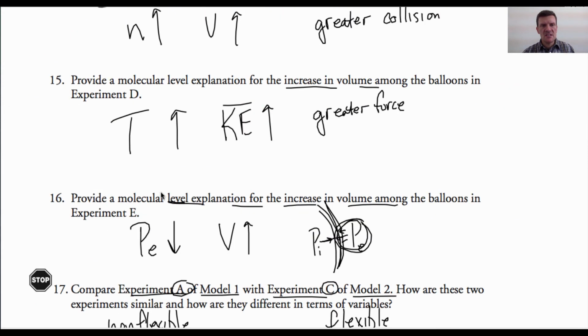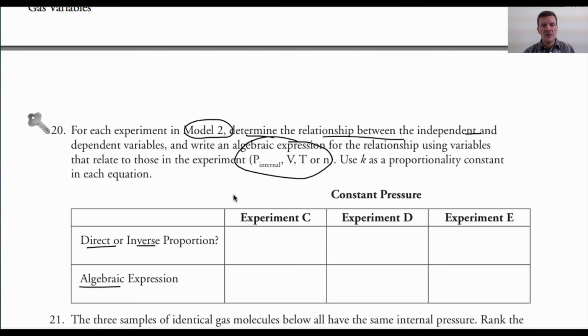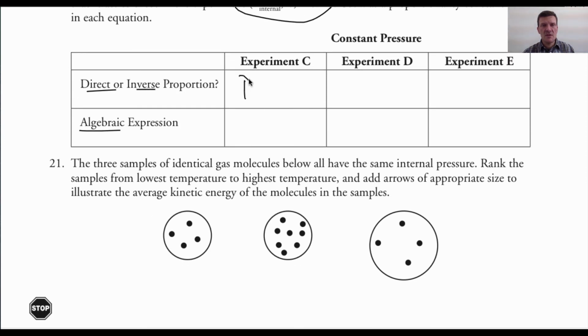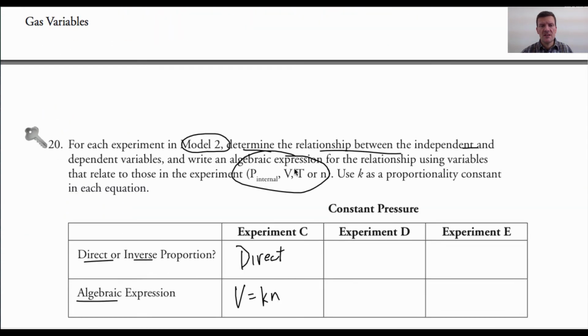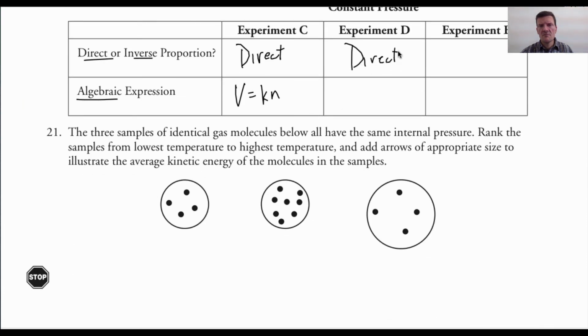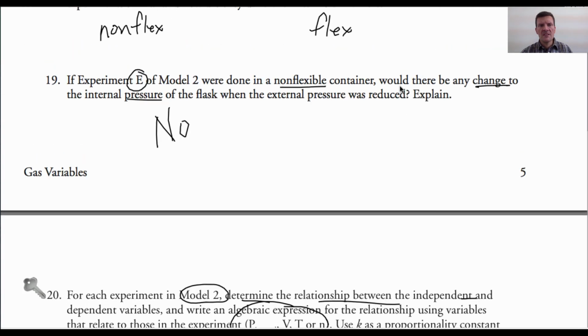If we look at experiment C, we have number of particles and volume. This is for a flexible container. As you add more and more particles, the volume is going to increase. So volume goes up as number of particles goes up. This is a direct relationship. The next one, D, was temperature and volume. As temperature increases, the volume increased for our flexible container. So this is direct as well: volume is directly related to temperature. And then the last one, this would have been external pressure.